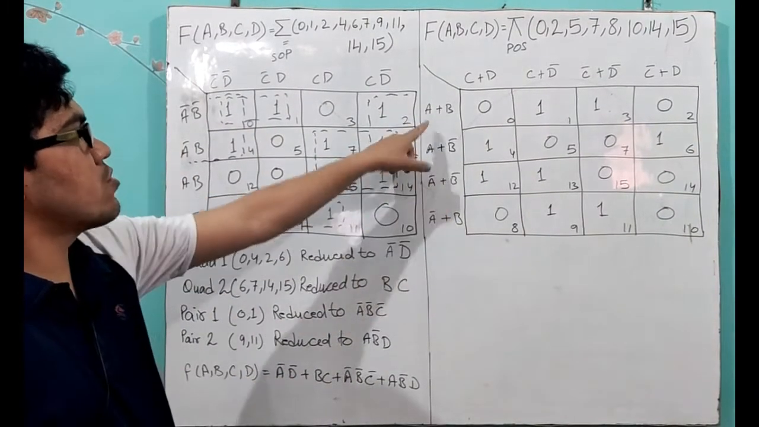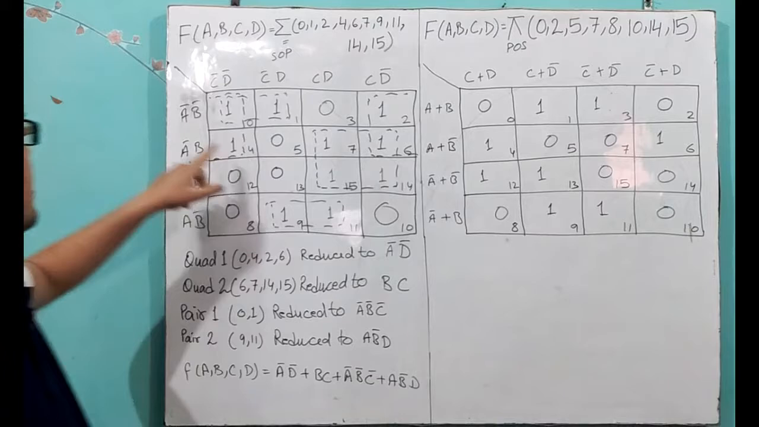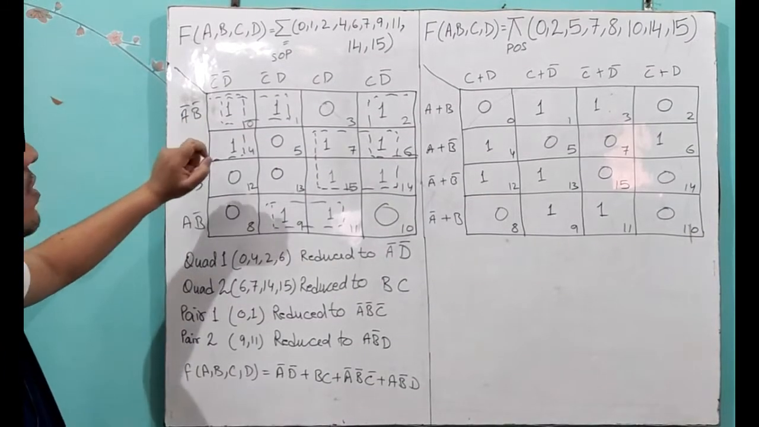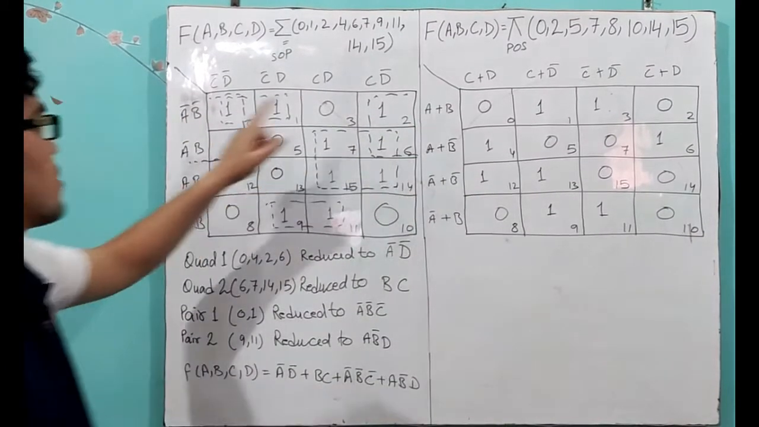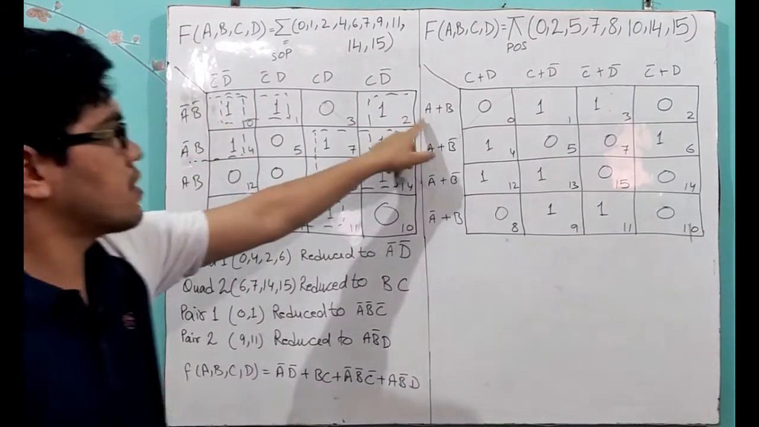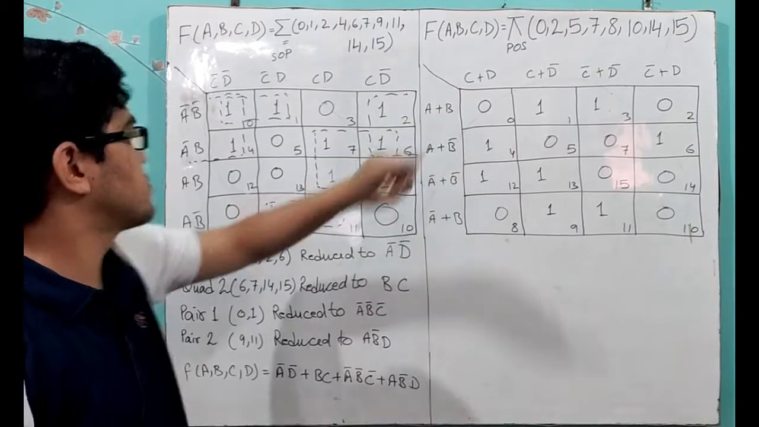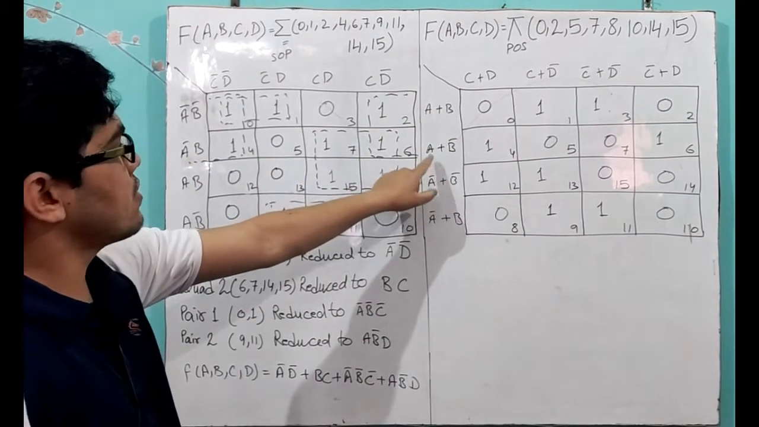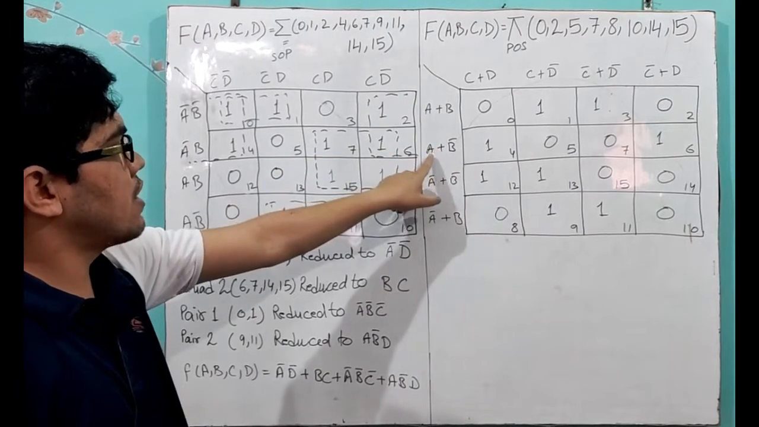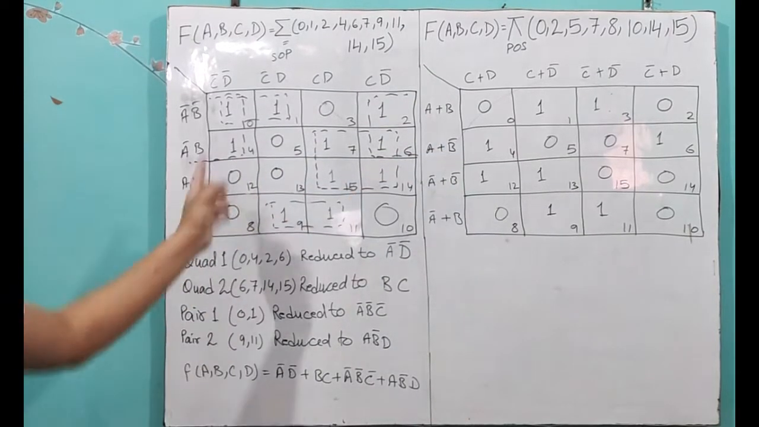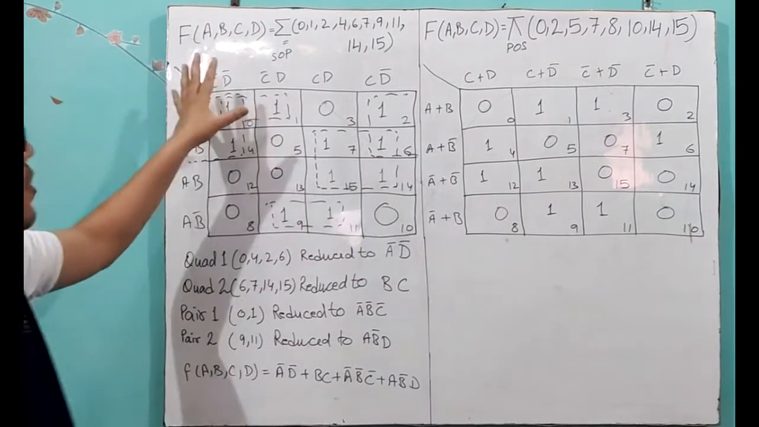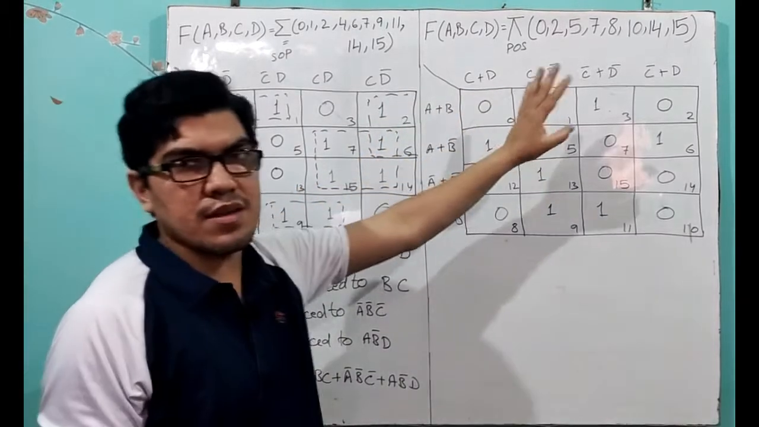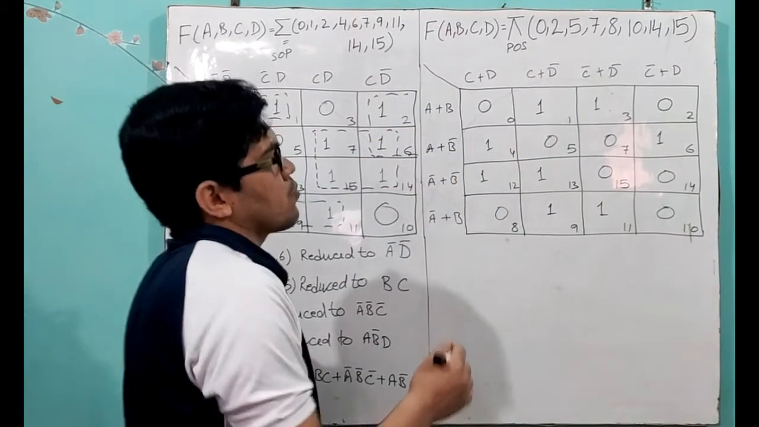These elements you can also see: A plus B, here is A bar, B bar. So these are also just opposite. A bar, B bar, here in POS is A plus B. A bar, B, in POS is A plus B bar, just opposite. So you can memorize this, you can make it yourself, no problem.